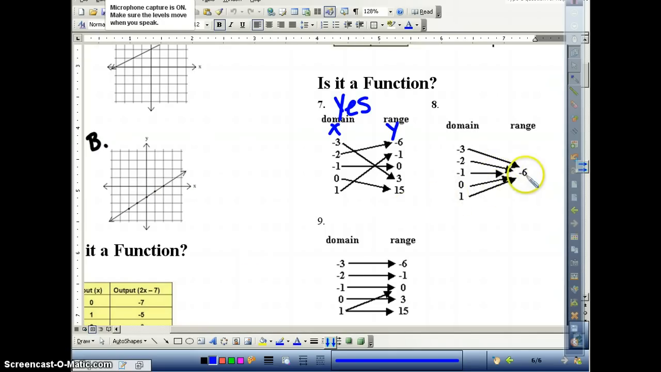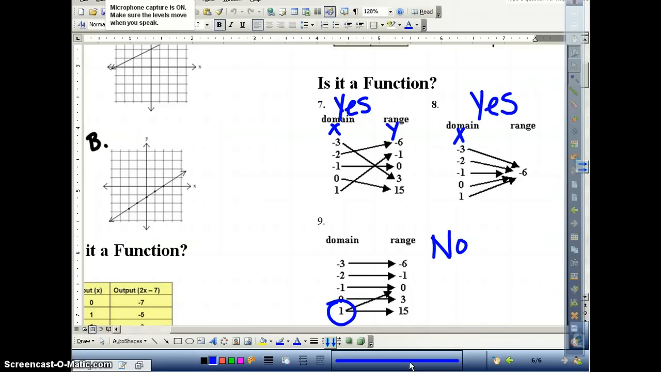Even though y has all of these arrows coming at it, the only thing that matters is your x value, and there's only one arrow coming out of each x value. That is a function. Good for you. I tried to trick you on that one. What about number 9? Is it a function? No. Why not? Yeah, that's the reason why it's not a function.